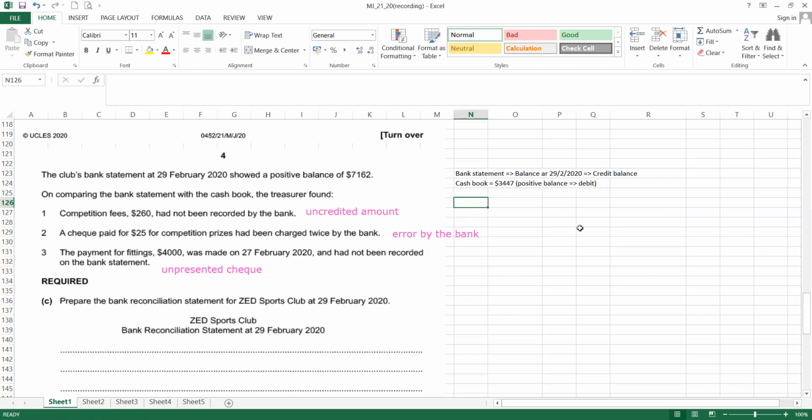Okay. Here, ZED Sport Club bank reconciliation statement at 29 February 2020.